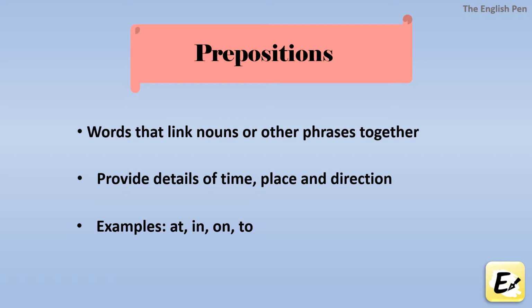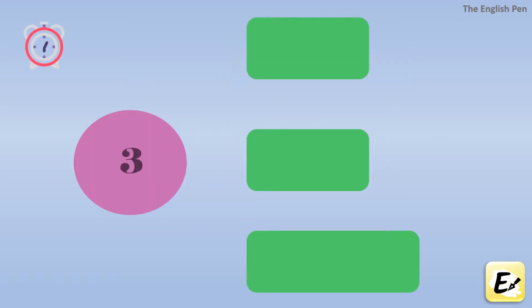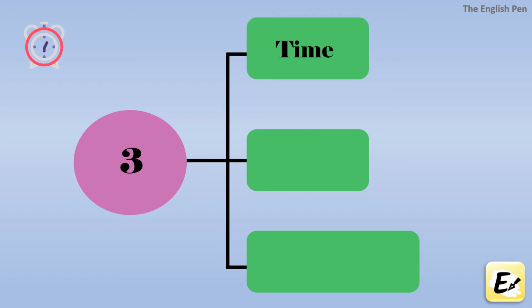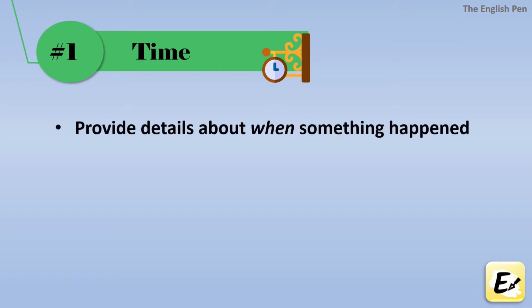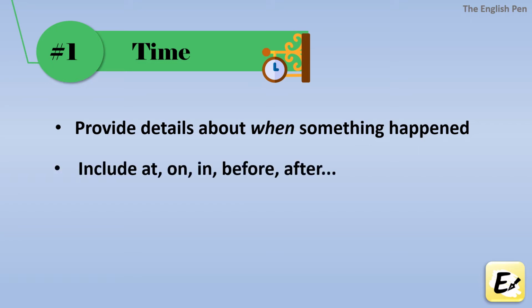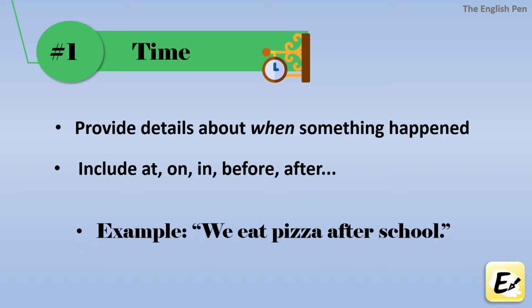Well, let's get started with when prepositions are used. There are three main cases: time, place, and direction. Number 1. Time. Prepositions are used to provide detail about when something happened. Time prepositions include at, on, in, before, and after. For example, we eat pizza after school. When do we eat pizza? We eat pizza after school.